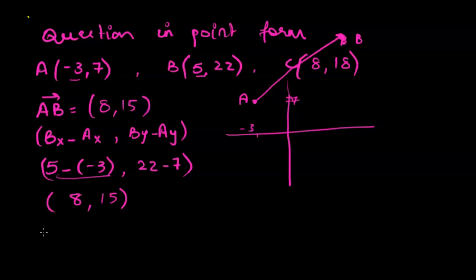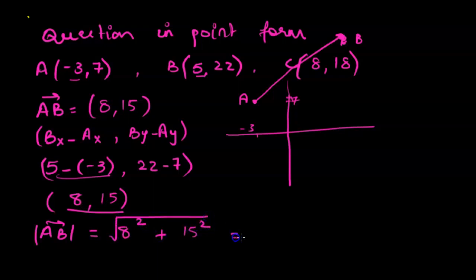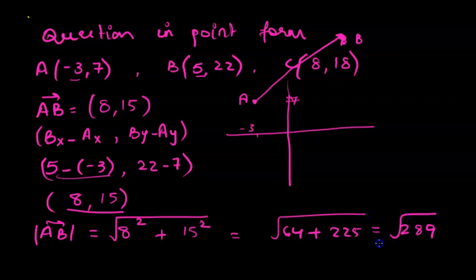Now, if the question further asks for the magnitude of vector AB, we have the components, and the magnitude formula always stays the same. We take the x component, square it, add it to the y component squared, and then square root it. This is 64 plus 225, square root it. We get square root 289, which is equal to 17. If we are not given any units, we just write units.